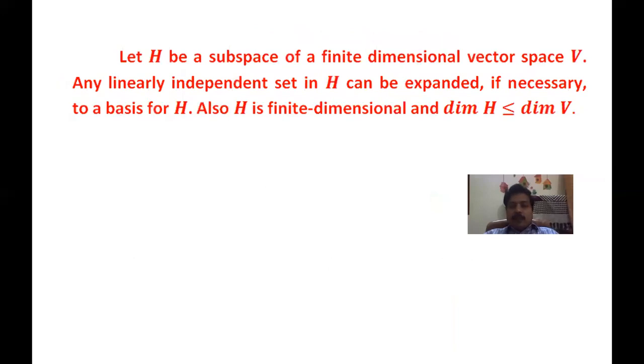So this is one more statement. Let H be a subspace of a finite dimensional vector space V. Any linearly independent set in H can be expanded if necessary to a basis for H. So whenever you find a linearly independent set in a subspace of vector space V, that can be extended to the level of a basis. And H is also a finite dimensional vector space, and dimension of H is less than or equal to dimension of V. So every linearly independent set can be extended to form a basis for a subspace.